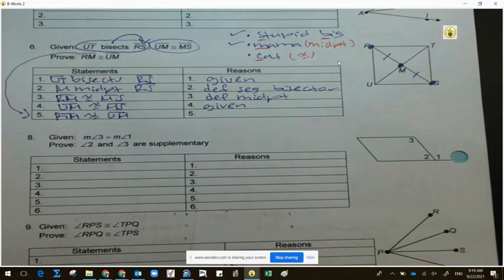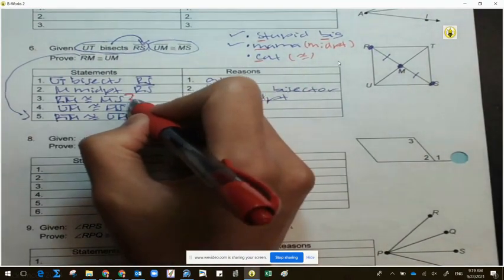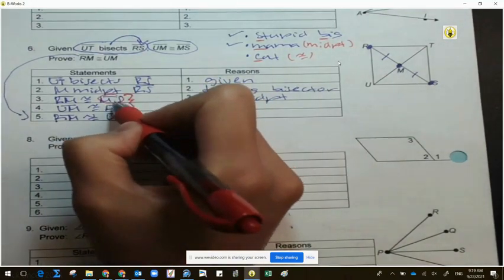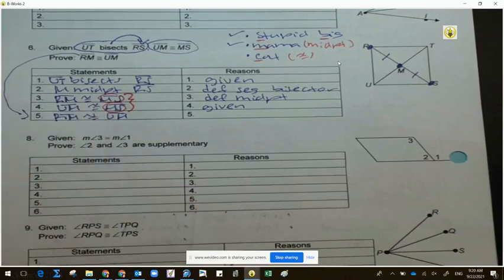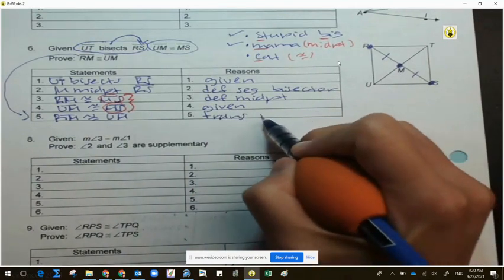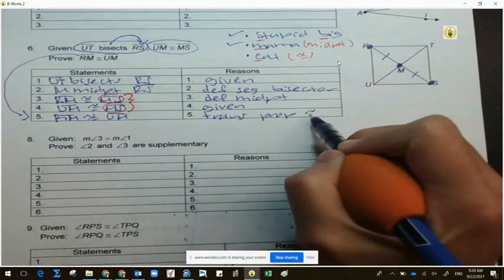And let's go ahead and list our favorite property. When I put statements 3 and 4, what is repeated? MS. And let's see if the remaining does happen on statement number 5. RM and UM are congruent to. What was the property called again? Transitive property of congruence.